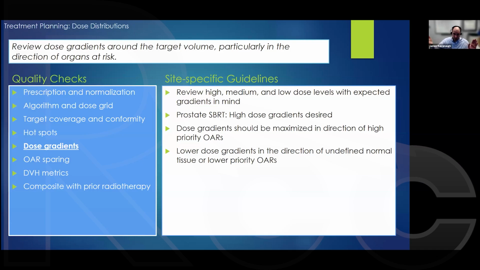Those dose levels should be closer together in regions of high dose gradient, further apart otherwise. For prostate SBRT, high dose gradients are desired, and you want to fall off as fast as possible. Dose gradients should be maximized, again, in the direction of high priority OERs, and lower dose gradients in the direction of undefined normal tissue or lower priority OERs.